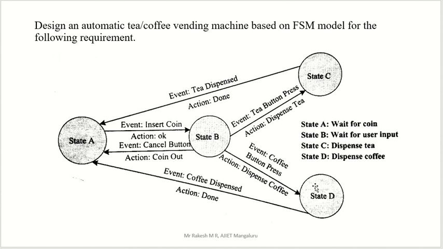Now you got the coffee, you took it. Then what is the next action? The event is coffee dispensed, right? You got the coffee dispensed. So what is the action? Done, or successfully completed. Then the event is coffee dispensed, and the action taken by the state machine is done. If you took tea, same thing: the event is tea dispensed, action taken, done.